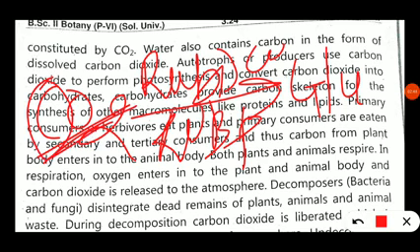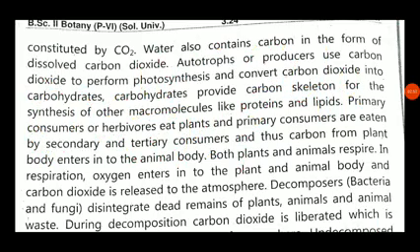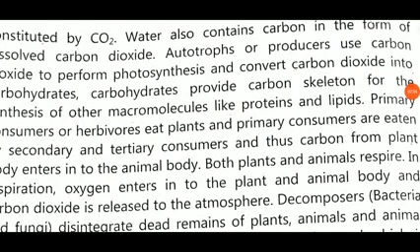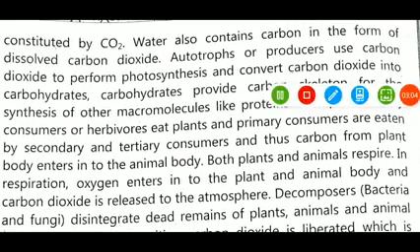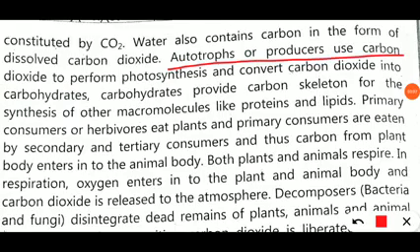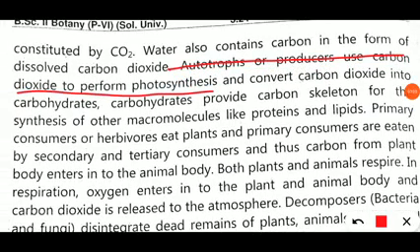This carbon is used for the photosynthesis process for making food. These are the basic autotrophs or producers. Autotrophs means those organisms that can synthesize their own food materials. Autotrophs or producers use carbon dioxide to perform photosynthesis and convert carbon dioxide into carbohydrates. They form glucose through the process of photosynthesis.